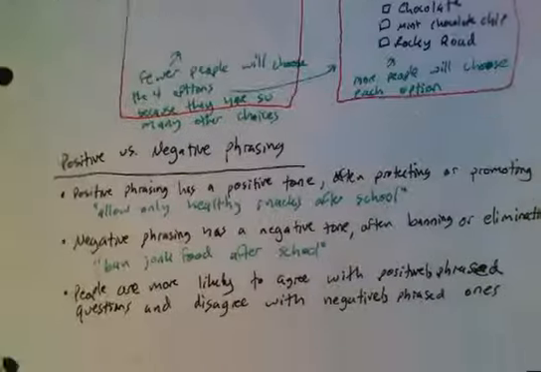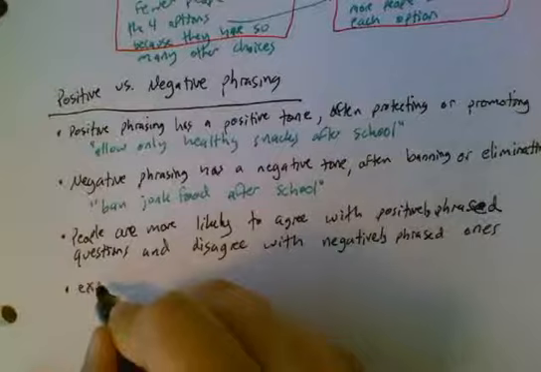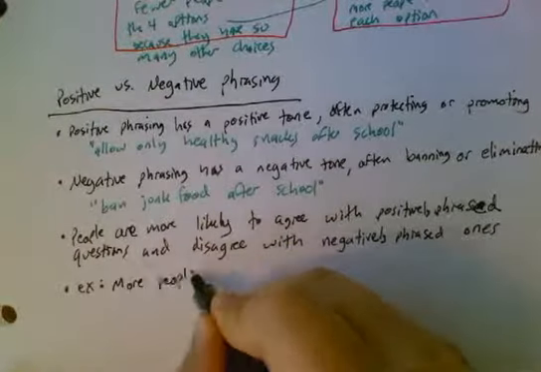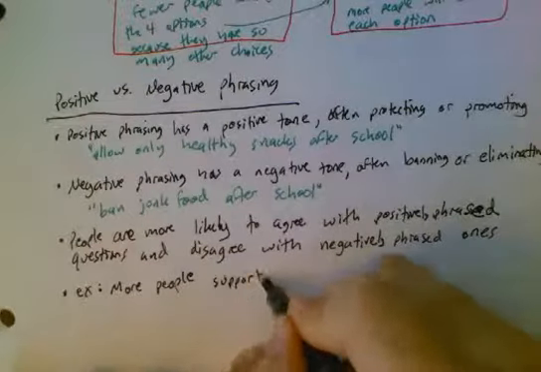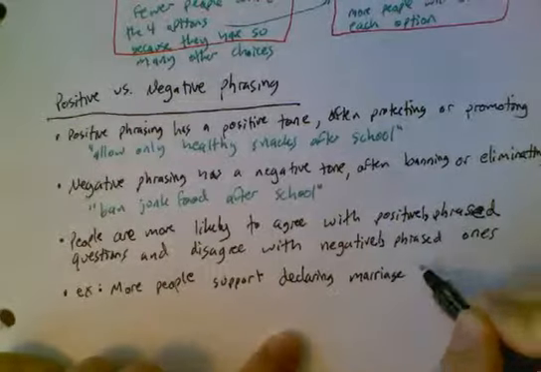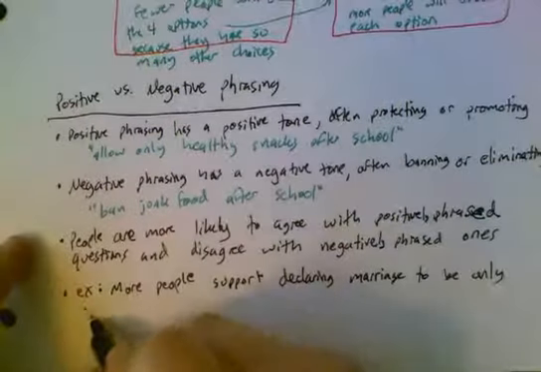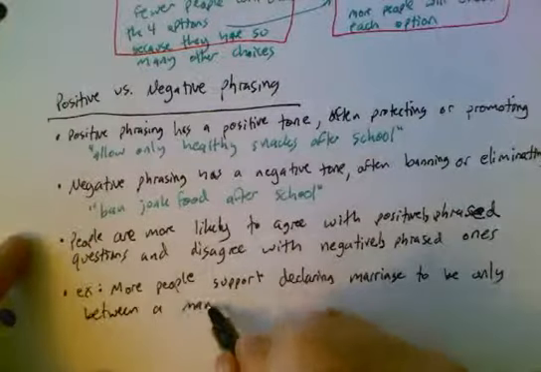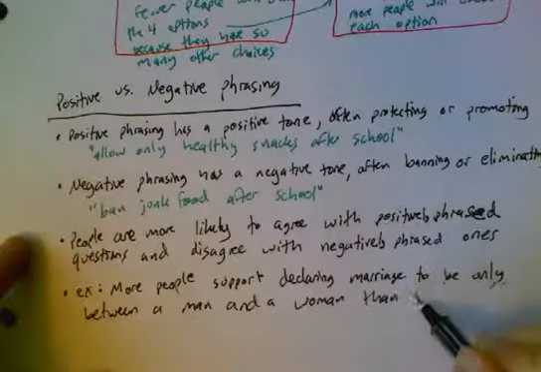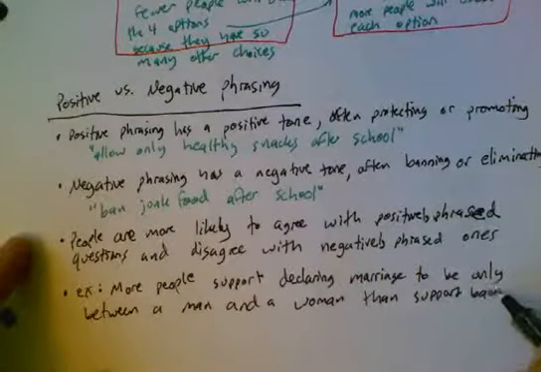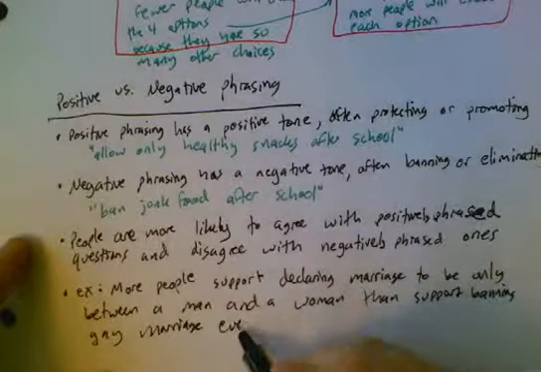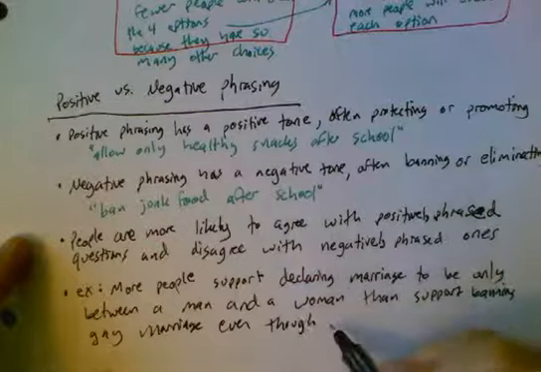So coming back here to give us an example. So more people support declaring marriage to be only between a man and a woman than support banning gay marriage. Even though they're the same thing, and we saw that after it passed.